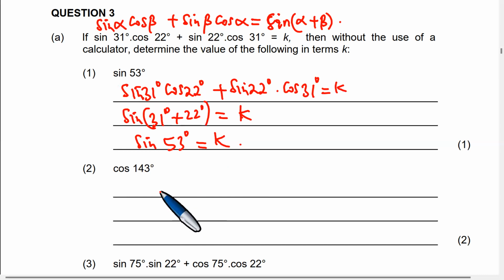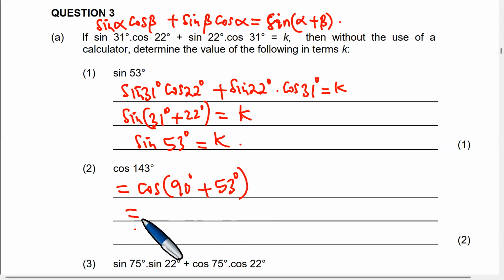What about cosine 143? Now it's worth 2 marks here, so there need to be a bit more steps. So 143 can be done in 2 ways. You always think about the 53 we got. So if you say 180 minus, or you say 180 plus, in which case you can say this is equal to the cosine of 90 degrees plus 53. 90 plus 53 is what? It's 143. But in which quadrant is 90 plus? The second quadrant. Well done.